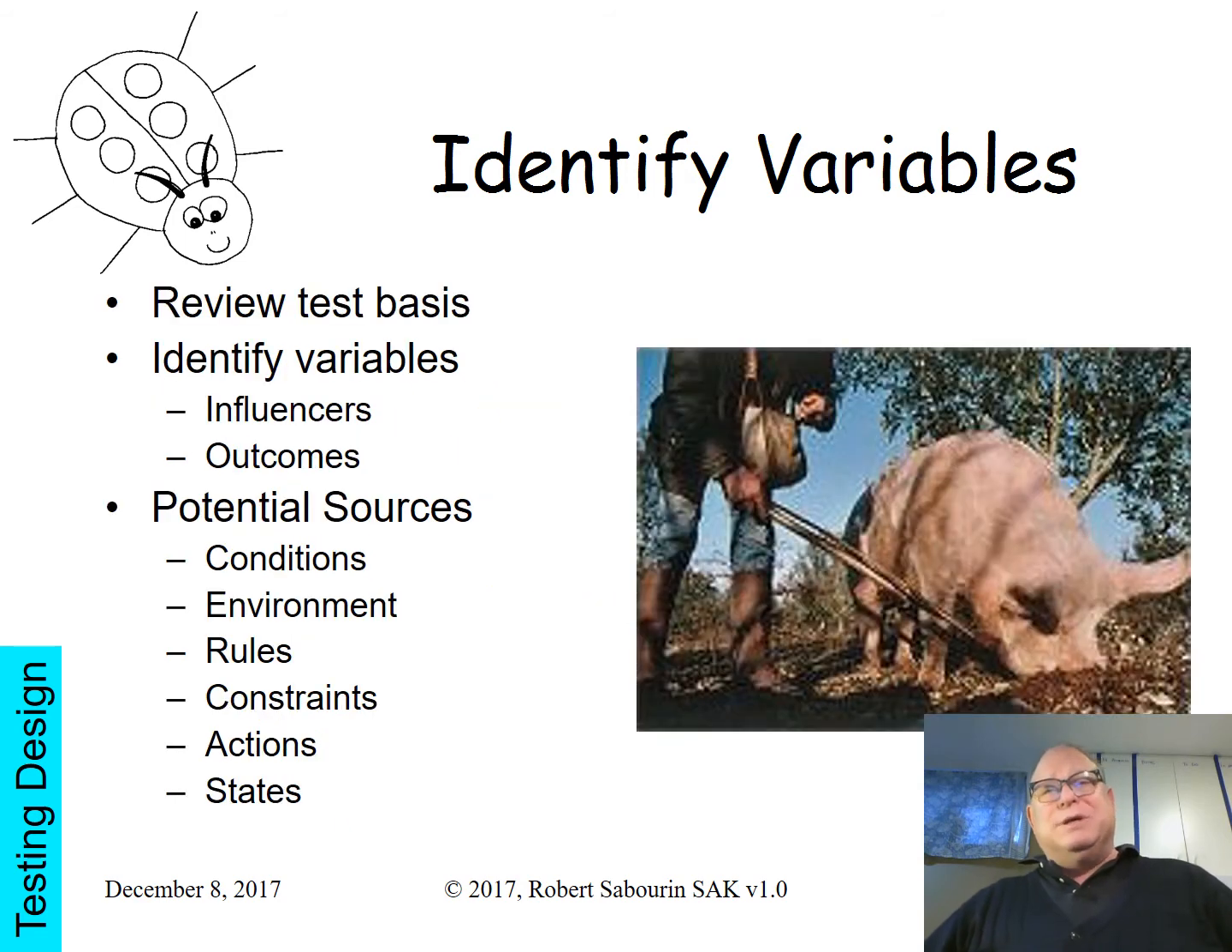And what we should be doing is, when we're looking at a feature or an objective of our testing, we should look at the basis. What information do we have? Try to identify variables that influence the behavior or that are outcomes of the behavior. And we should stick our nose everywhere looking for it. There's a lot of potential sources: conditions, environments, rules, constraints, action states, and tons of other things. So we try to stick our nose everywhere looking for variables. Variables are not just things written down in the requirements. Variables are things which can change, which influence or are influenced by the behavior of the software.